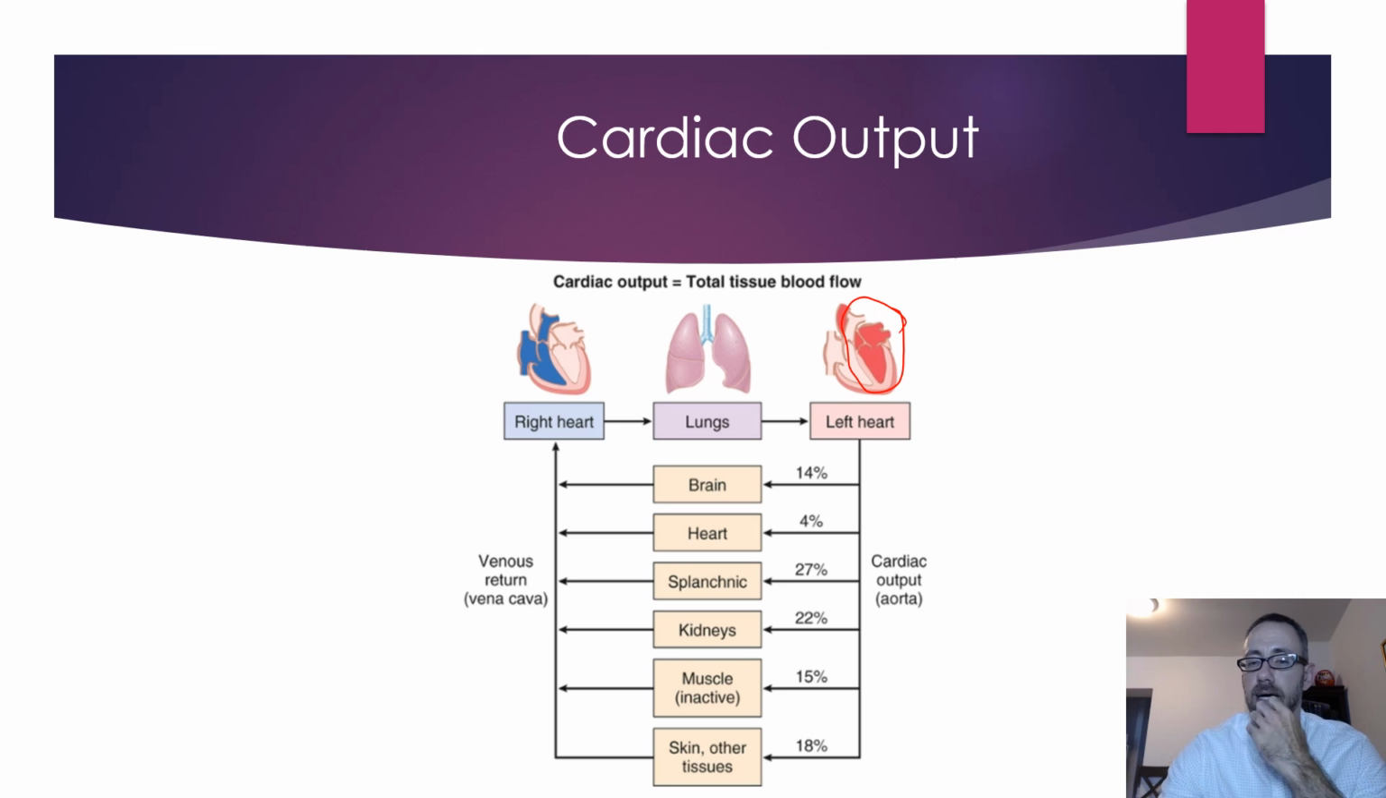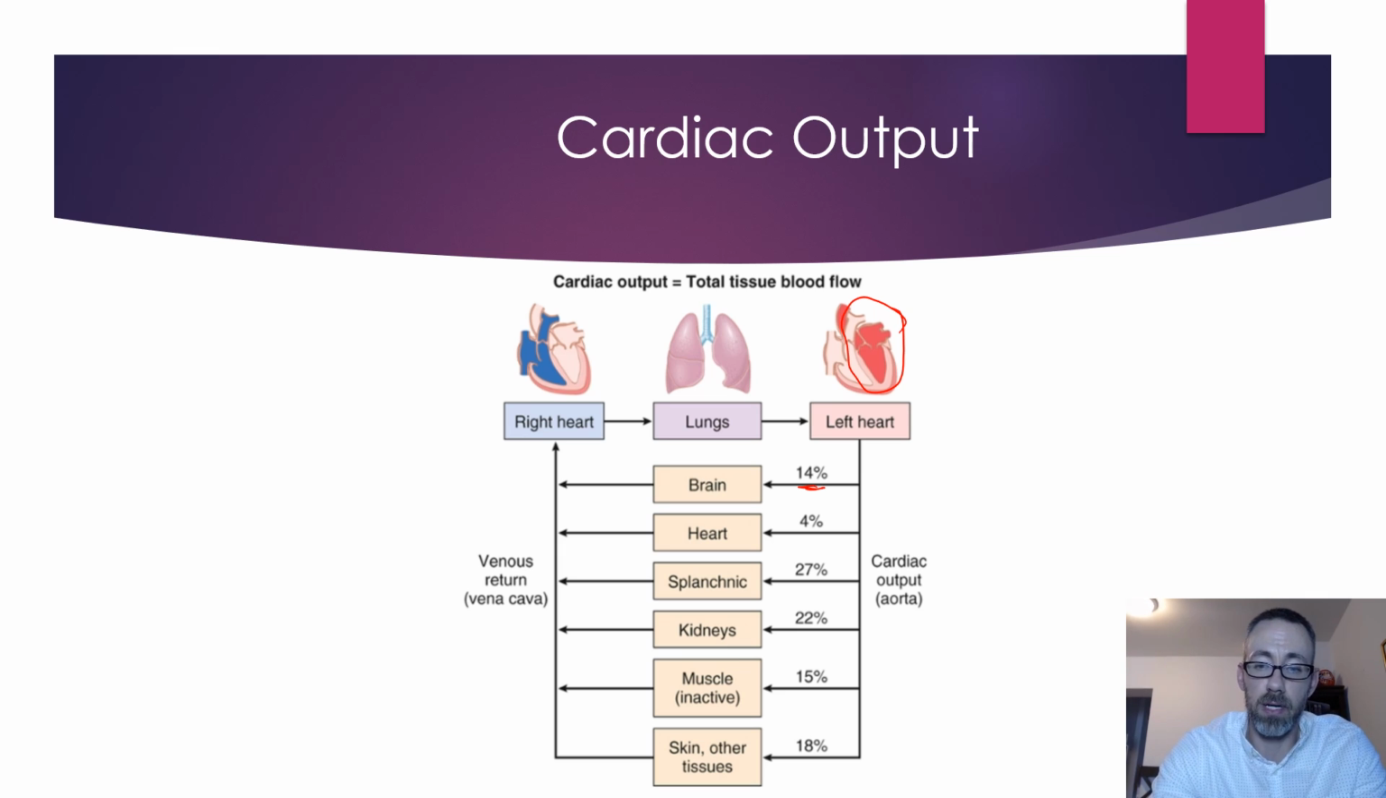So if you take a look at that, this is sort of the percentage breakdown at rest of what tissues would require of that cardiac output. So like I said earlier, the cardiac output is set to match the demand of the body, and this percentage tells you what those tissues in particular demand from that cardiac output, how much of that cardiac output are they going to require. So for example, the brain requires 14% at rest here, 4% for the heart.